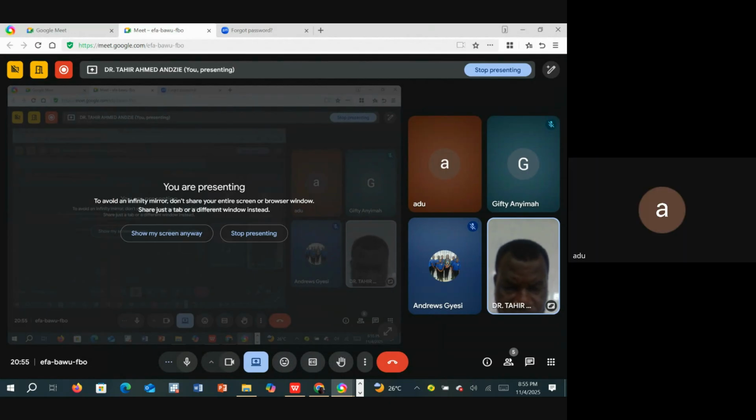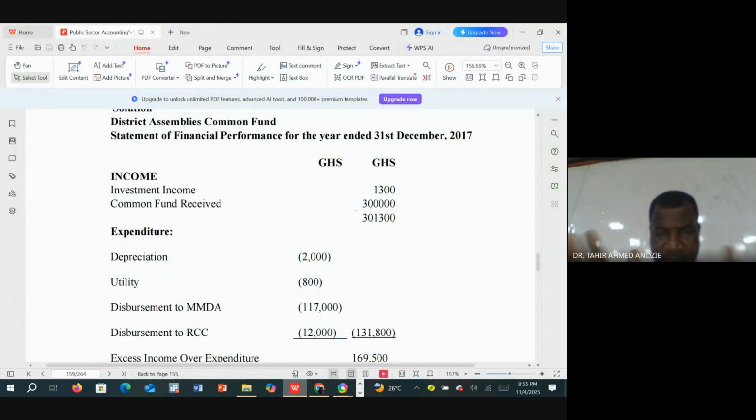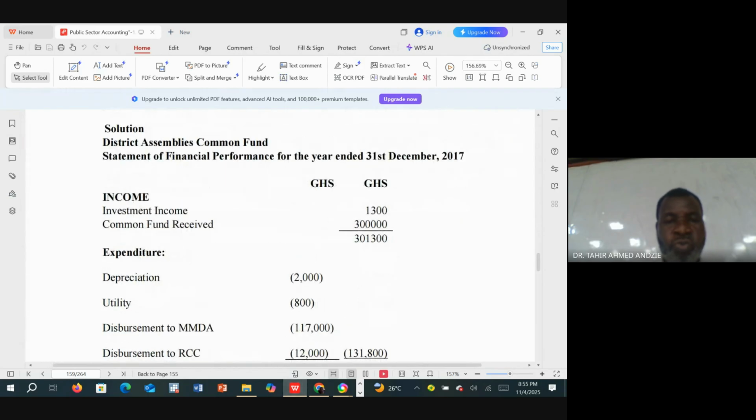Yes, please. All right. So we are talking about the report that the administrator of the district assembly common fund is supposed to submit to parliament, and this financial report has to be audited. The two main reports that the administrator will submit, which have to be audited by the auditor, are the statement of financial performance and the statement of financial position. From the trial balance that was given, we are just trying to get the statement of financial performance. So it's just the income and the expenditure.